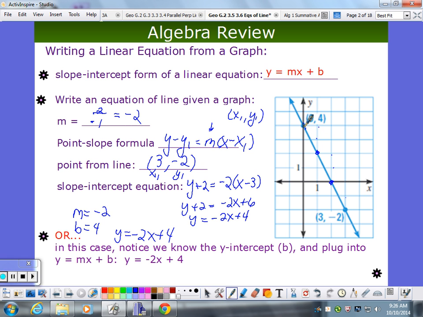I just wanted to point out, if you know b, it's much, much simpler. Just find the slope, use b, and put it together. If you don't know b, or if you want to, you can use the point-slope formula.